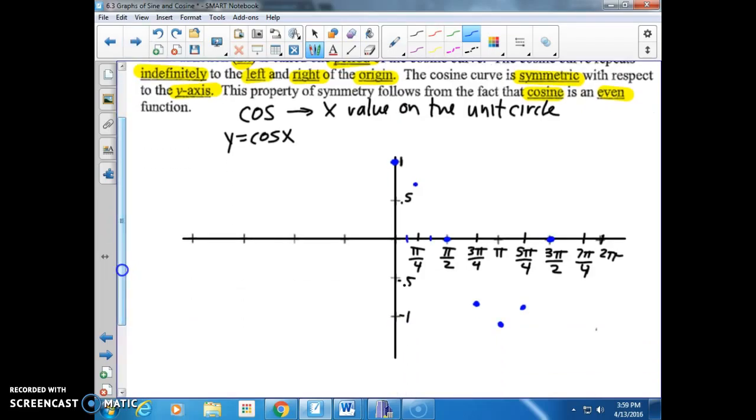So 3 pi over 2. It's essentially the same type of graph. It looks very similar, except it ends up being shifted, like off kilter. So sine is at 0, 0. Cosine is 0, 1. And then it kind of starts the same type of curve that looks the same.